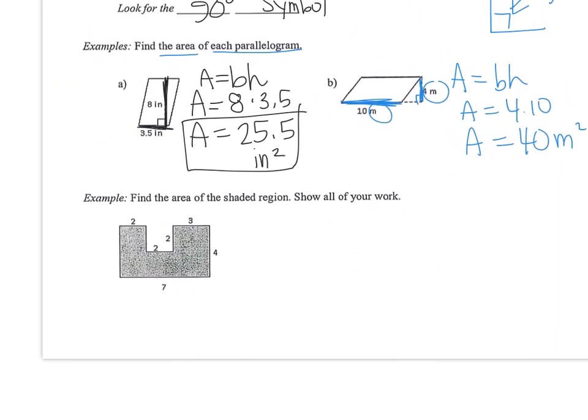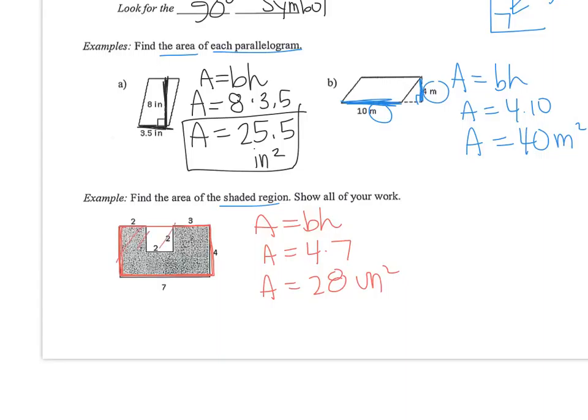And then the last one, find the area of this region. Show your work. So you could think of, what I'm going to do is I'm going to take the area of this whole red box. So let's find the area of this red box first. So it's area equals base times height. Area equals 4 times 7. Area equals 28 units squared.